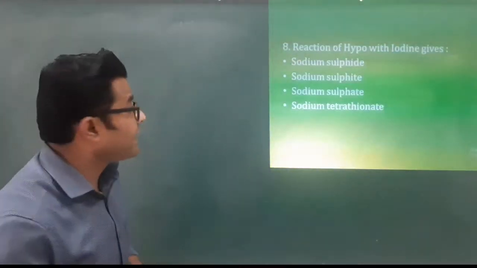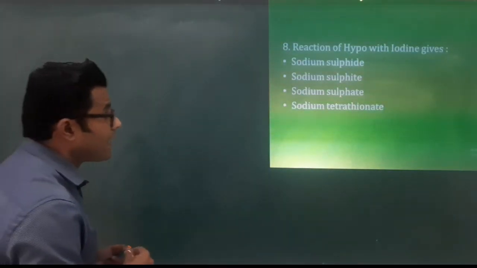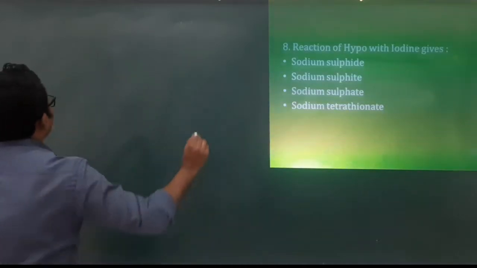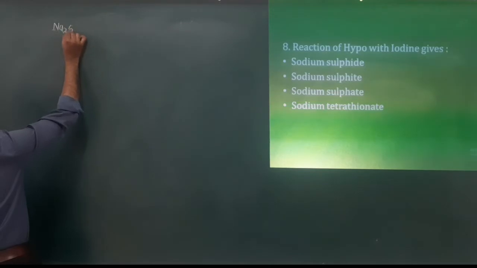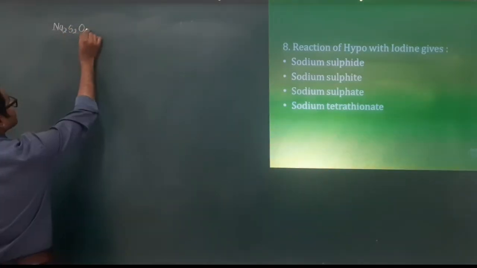Proceeding further with question number 8. Reaction of hypo with iodine. Hypo is nothing more than Na2S2O3.